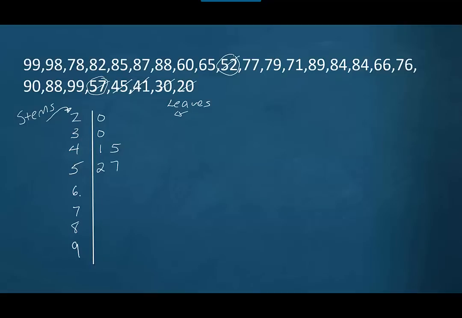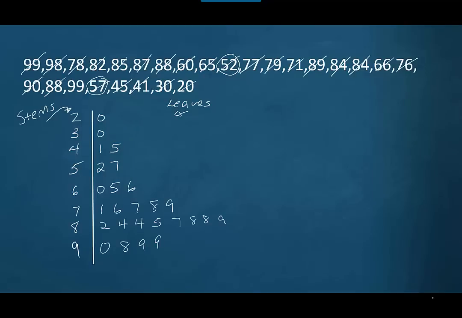And now let's look at the 60s. So I've got a 60, 65, 66, and so on. And we'll finish it out like that. So notice here we had 2 values of 88, right? I have an 88 here and an 88 here. And 2 values here, we have an 88 and another 88.